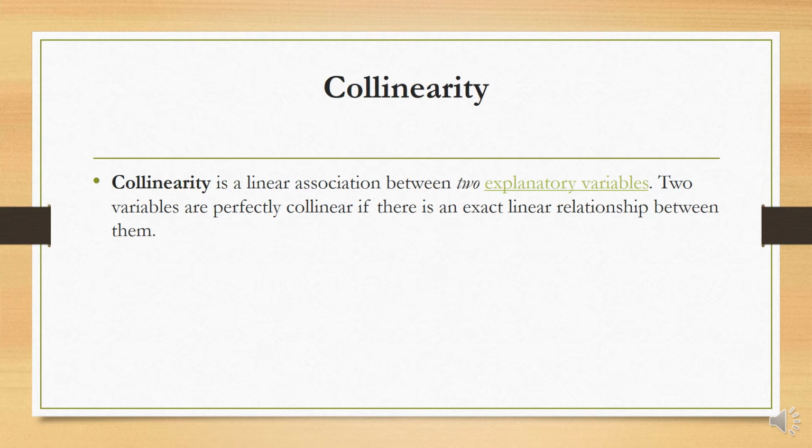So what is collinearity? The collinearity is the linear association between two explanatory variables. Two variables are perfectly collinear if there is an exact linear relationship between them. So remember, the linear regression in which there is one dependent and one independent variable is the simple linear regression, and one dependent and a set of independent variables is called the multiple linear regression model. If the independent variables are correlated with each other, that is called the collinearity.